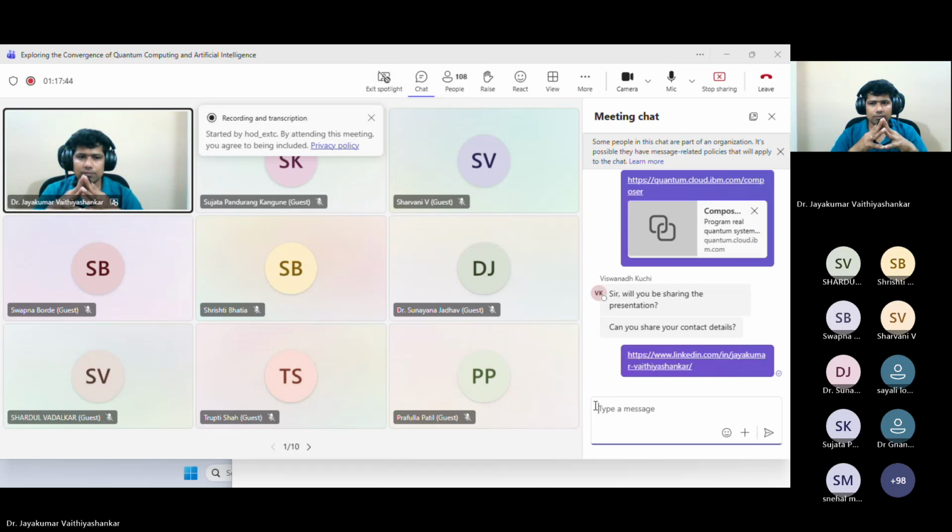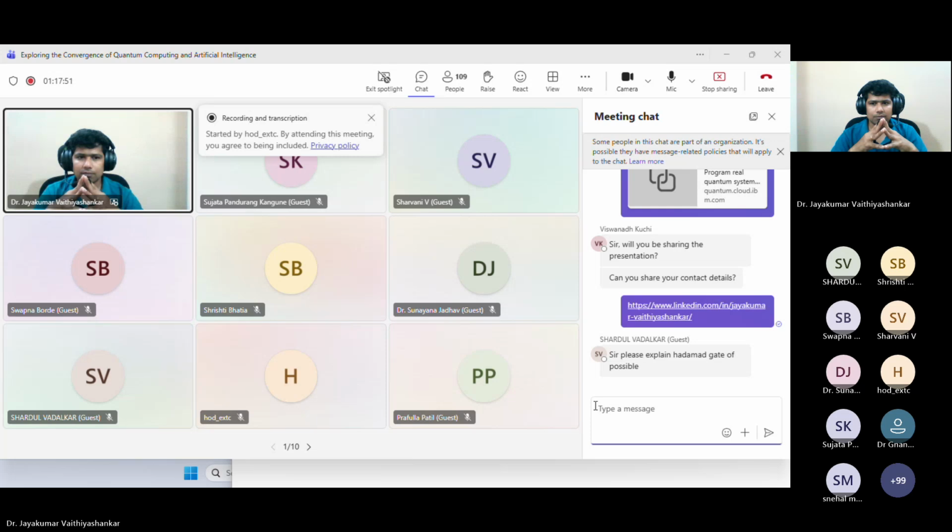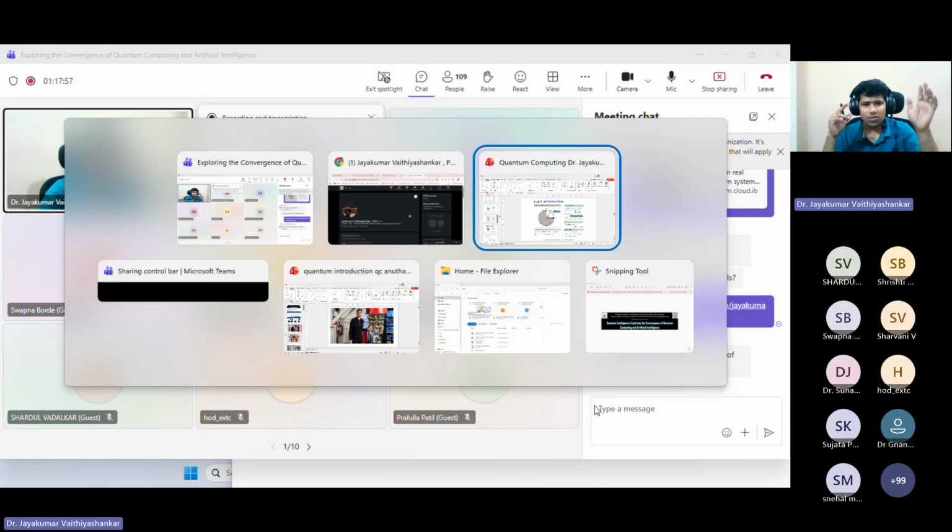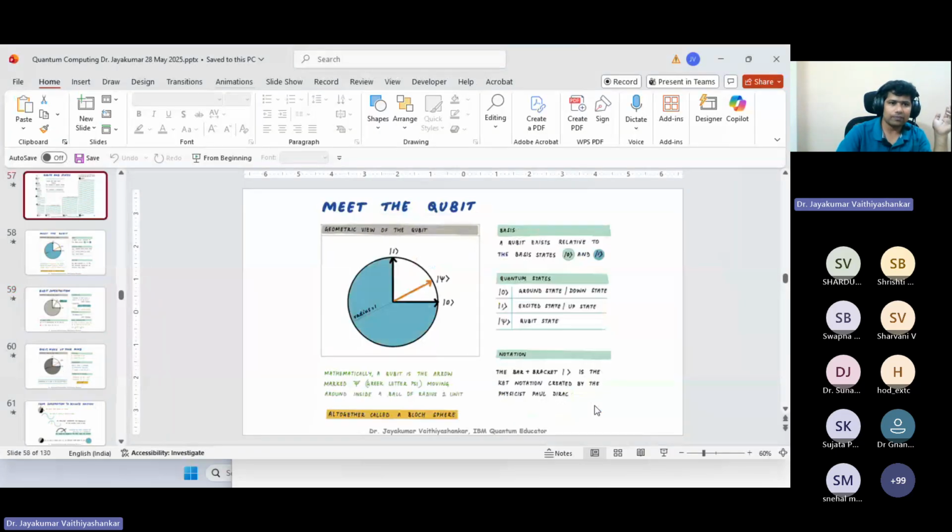Participants can unmute themselves and ask questions. Yes, I will explain the Hadamard gate. I'll explain because time is very limited. That is why I'm thinking. I will try to explain superposition if time permits.